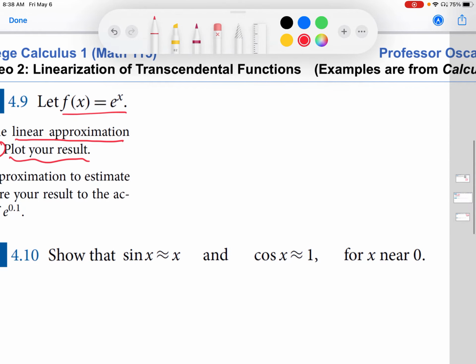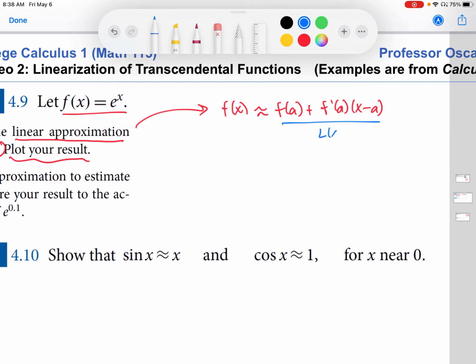Great, so quick little reminder, what is the linear approximation? It says f of x is approximately its value at a plus the derivative at a times x minus a. Remember, this part itself as a function of x is called the linearization of the function f of x, whereas this entire approximation is called the linear approximation. Okay, so that's enough of the quick little review there.